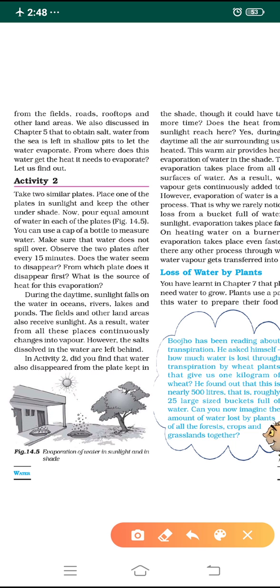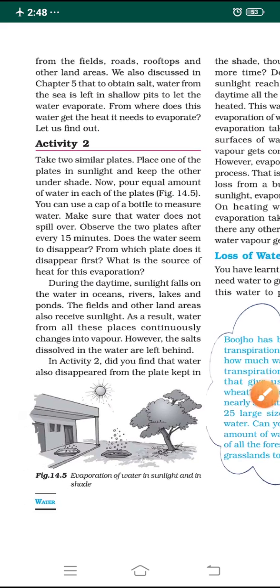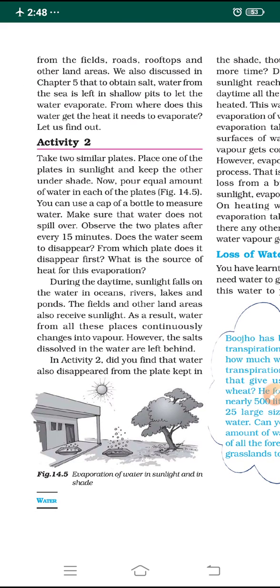We have to observe the two plates after every 15 minutes. You can use the cap of a bottle to measure the water, so that an equal amount of water is added to both plates. Make sure that the water does not spill outside. Every 15 minutes, check the amount of evaporation taking place in both plates.